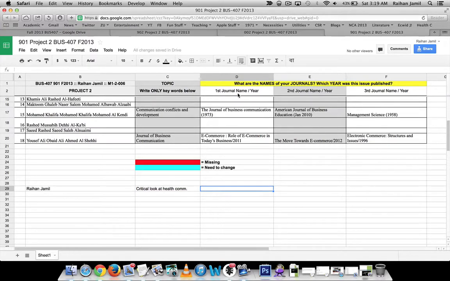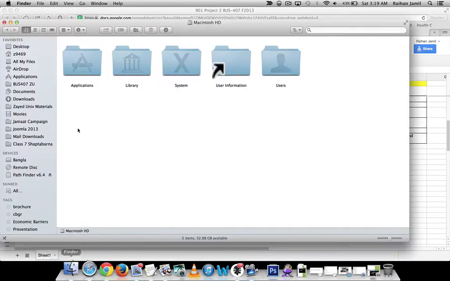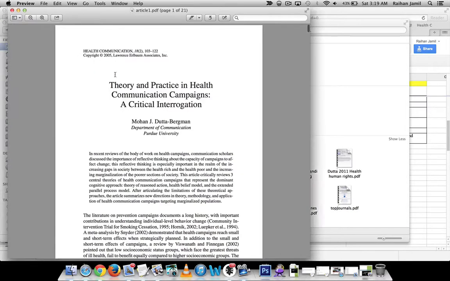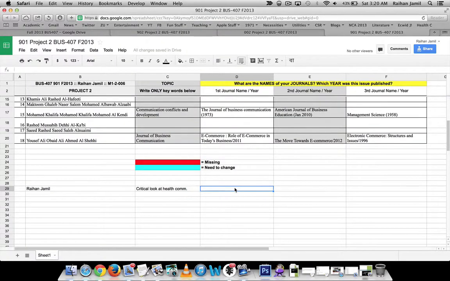So what is the first journal name? So let me go and look at my desktop. I named it article number 1. So it was published in a journal called Health Communication in the year 2005. So I come here and I write Health Communication, that's the name of the journal, and it was published in 2005. Done. See what it says. What are the names of your journals? Which year was this published? So the name of my journal is Health Communication. It was published in 2005.